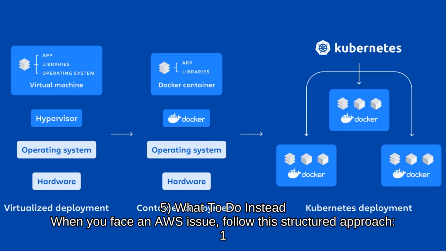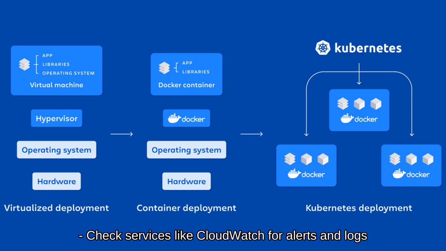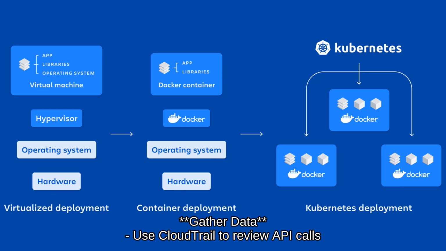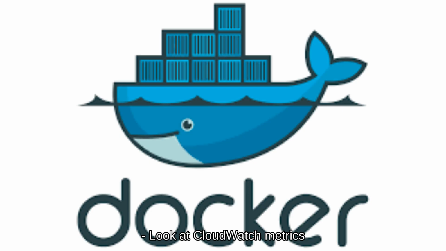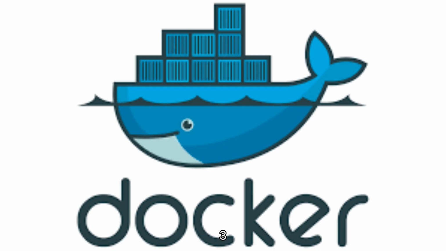What to do instead when you face an AWS issue: follow this structured approach. One, identify symptoms: what errors are users experiencing? Check services like CloudWatch for alerts and logs. Two, gather data: use CloudTrail to review API calls, look at CloudWatch metrics. Focus on CPU, memory, and network metrics. Set alarms for key metrics, for example, alert at 80% CPU usage.